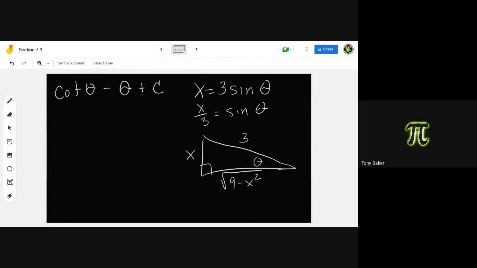So, what's cotangent? What are the two sides? Adjacent over opposite. So adjacent is the square root of 9 minus X squared, over opposite, which is X. And then theta is just the arc sine of X over 3, plus C.